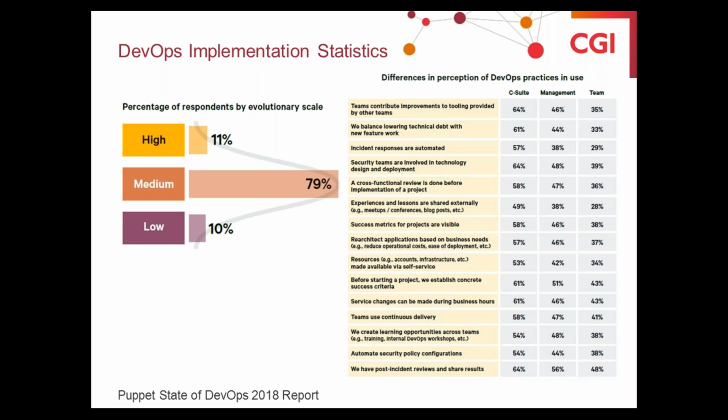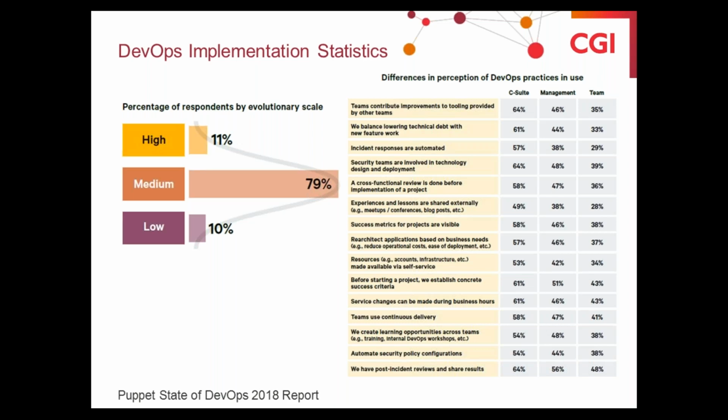Again, from the Puppet State of DevOps report, something I found really interesting was that they surveyed different levels within organizations and how far those different levels think they are in their DevOps journey. So consistently what you've seen is the C-suite people feeling that the DevOps implementation is very far advanced. For example, on teams contributing to improvements to tooling provided by other teams, C-suite people think 64%, we're doing well on this. Middle management, slightly less, 46%, and then teams all the way down at 35%.